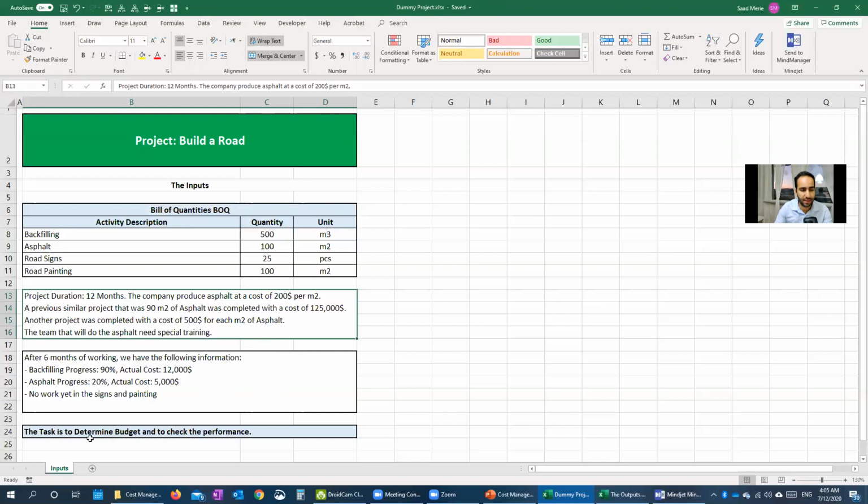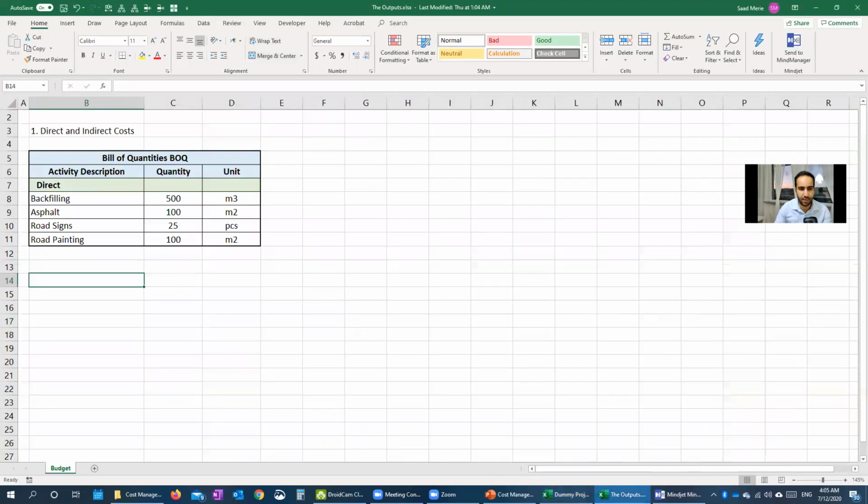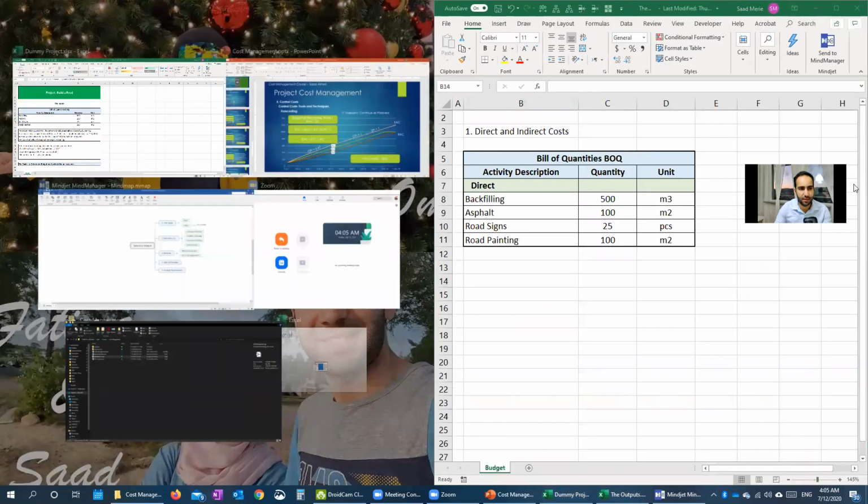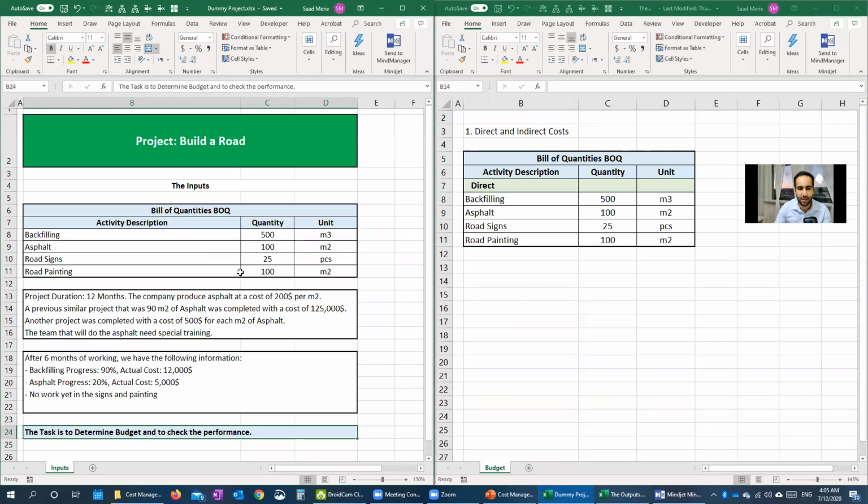And the task here is to determine budget and check the performance. So we need to determine budget and control the costs. So let's start with the outputs. And we put the output screen together with the input screen. And here we need to do a few steps.